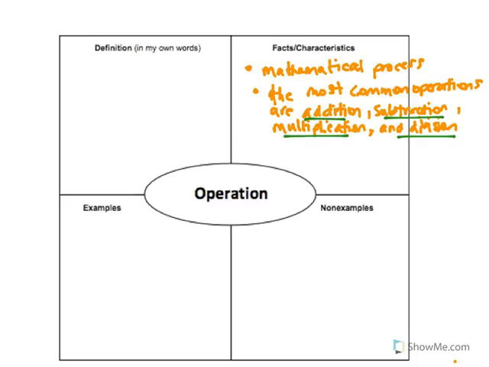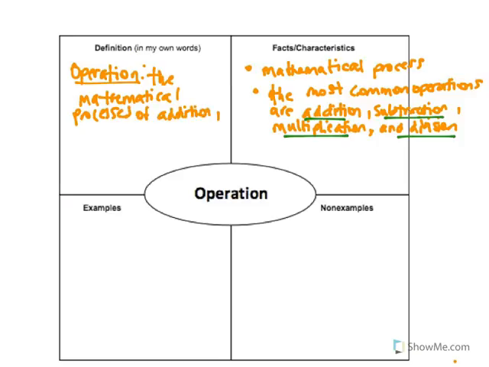So what is the definition of an operation? An operation is the mathematical processes of addition, subtraction, multiplication, and division.